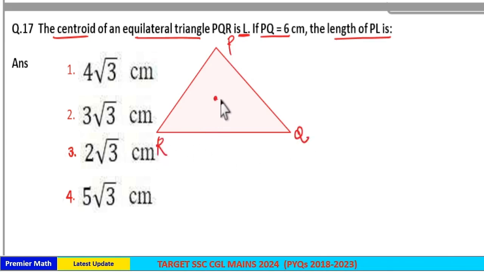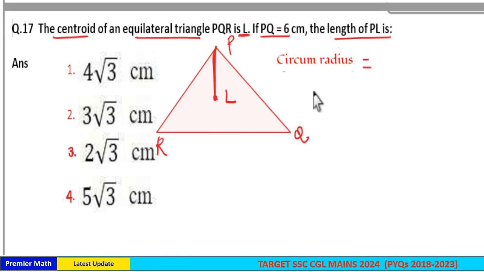Now this is centroid L. So we have to find out the length PL. For an equilateral triangle, all the centers lie at the same point. That is, orthocenter, circumcenter, centroid and incenter all lie at the same point. Now, here PL is equal to the circumradius of the equilateral triangle. The circumradius of an equilateral triangle is equal to side divided by root 3.